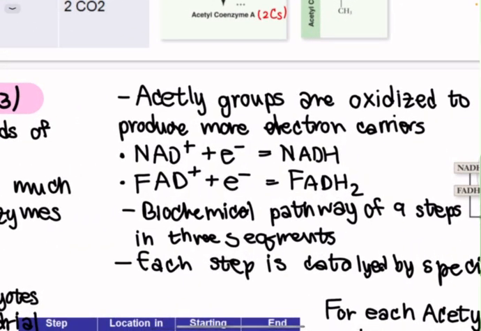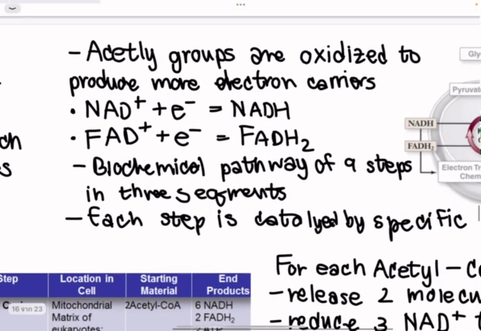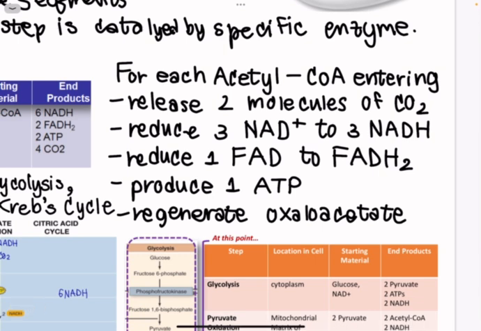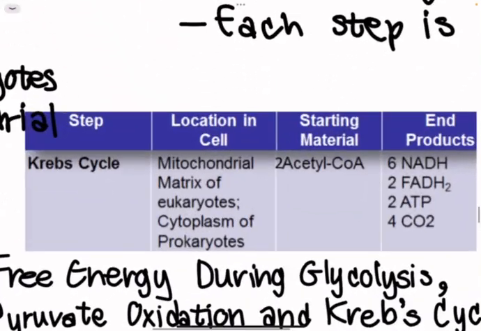Krebs cycle. Acetyl groups are oxidized to produce more electron carriers. NAD+ plus electrons gives NADH, and FAD plus electrons gives FADH2. It is a biochemical pathway of steps, and each step is catalyzed by a specific enzyme. For each acetyl coenzyme A entering, it releases 2 molecules of CO2, reduces 3 NAD+ to 3 NADH, reduces 1 FAD to FADH2, produces ATP, and regenerates oxaloacetate. So this is like a result.